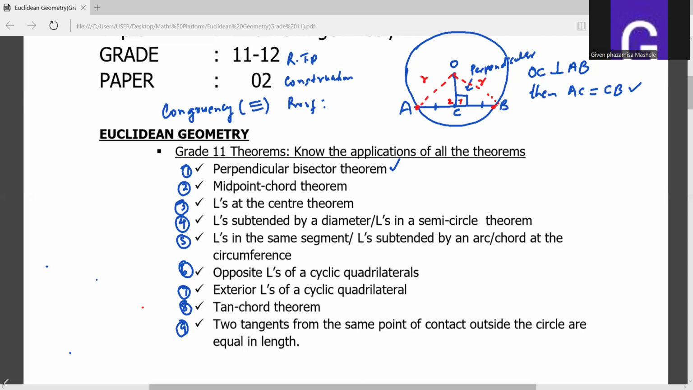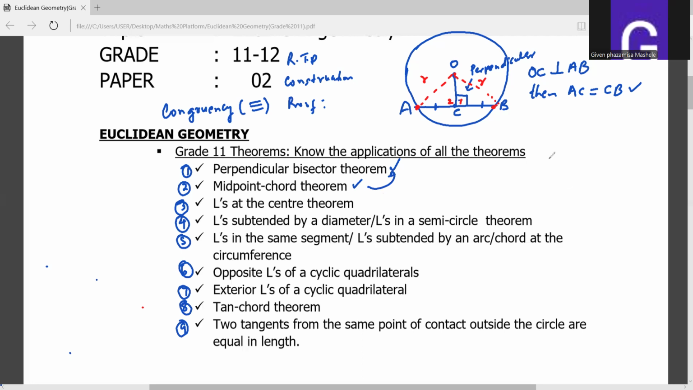Midpoint chord theorem. Ladies and gentlemen, these theorems are important, especially when you're in grade 11 or grade 12. If you want to enjoy Euclidean geometry, you need to be able to understand these theorems. And they're actually easy. Right, the second theorem, it's actually the converse of the first one. It is the converse of the perpendicular bisector theorem.